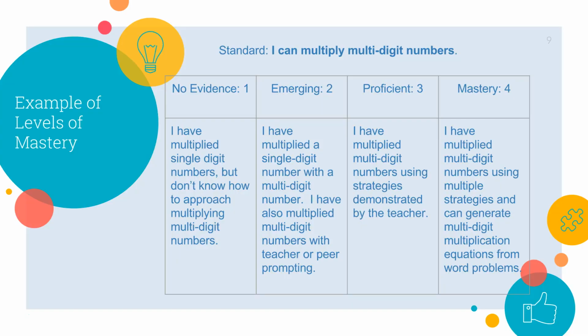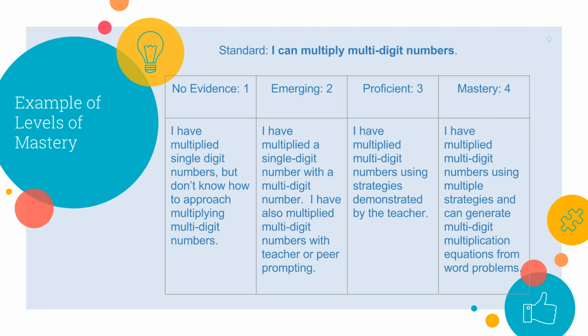against a math standard. So on this slide, we talk about the standard, I can multiply multi-digit numbers, and we have what a 1, 2, 3, or 4 would mean against that standard. So no evidence could mean that the student can multiply single-digit numbers, but even with supports from the teacher, doesn't know how to approach multiplying multi-digit numbers. A 2 would mean that they can multiply a single-digit number against multi-digit numbers, and with support, they can begin to multiply multi-digit numbers.